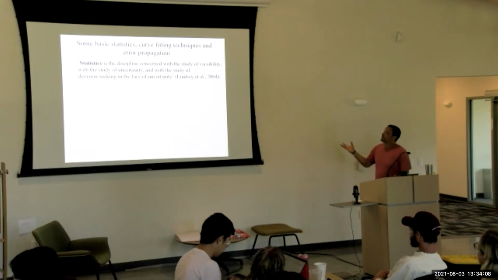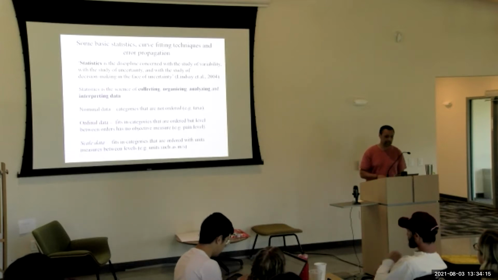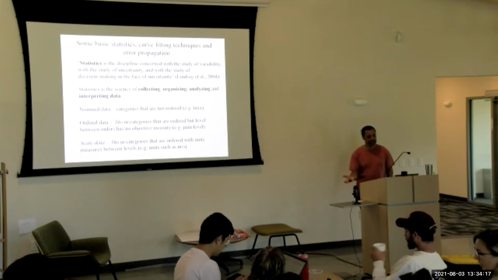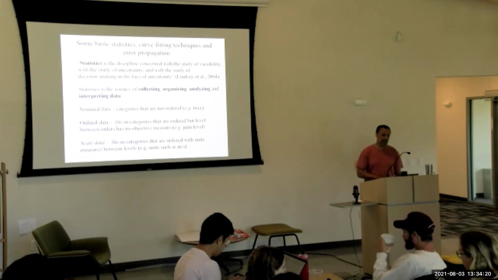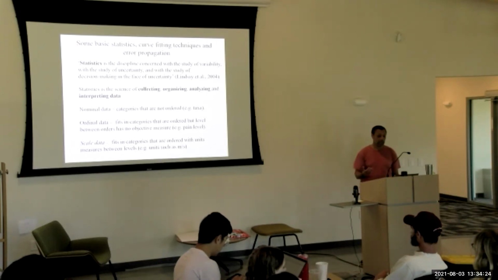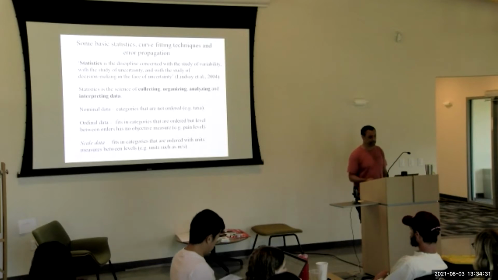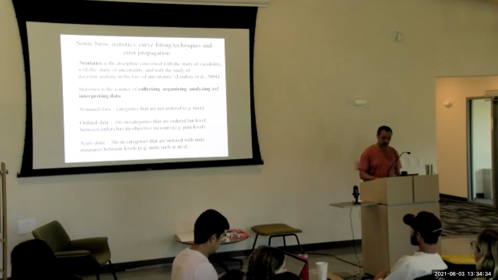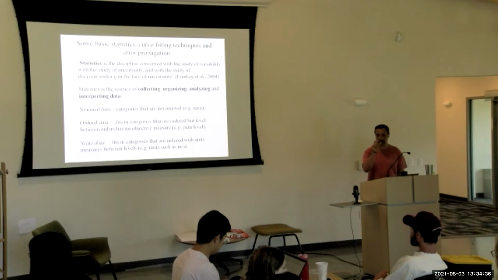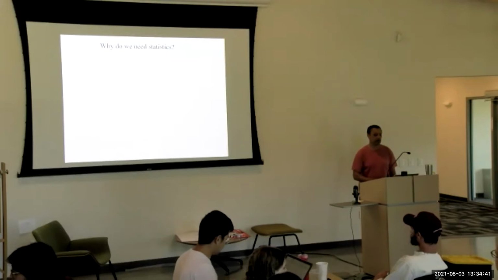So what is statistics? A discipline concerned with the study of variability, uncertainty, and decision making in the face of uncertainties. We're collecting, organizing, analyzing, and interpreting data. There can be a whole bunch of different data. Some can be ordered, like your absorption values. Some are not, like taxa. Things are scaled, or things could be discretized, like pain level. So why do we need them?